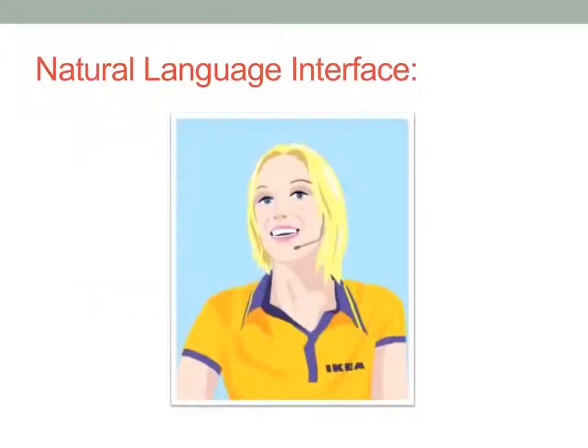Then we went on and looked at the natural language interface, which was provided by the IKEA Annie, and we were able to have a kind of chat conversation, and this is a form of artificial intelligence. In fact, a famous computer scientist called Alan Turing defined a test for artificial intelligence whereby a computer could be called intelligent if a human didn't know that they were having a conversation with a computer through a chat interface.